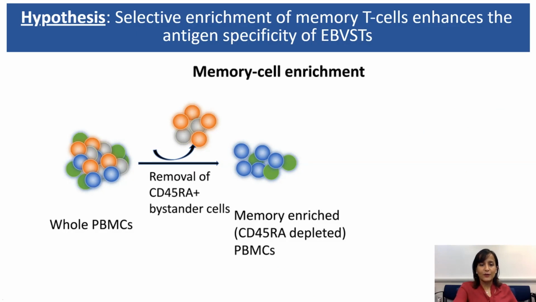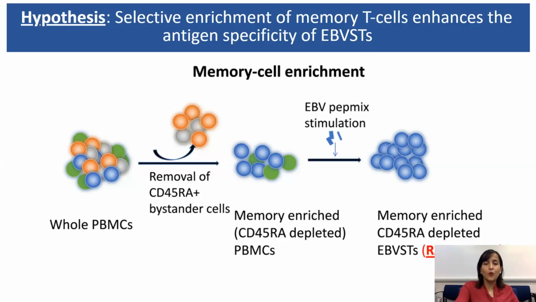So for that, what we did was we took our PBMCs, as I mentioned before, then we selectively removed the RA positive cells from the PBMCs and ended up with these memory enriched or RA depleted PBMCs. These RA depleted PBMCs were then stimulated with EBV PepMixes to generate our memory enriched RA depleted EBVSTs, which for now we'll be calling RA depleted EBVSTs or RAD EBVSTs.